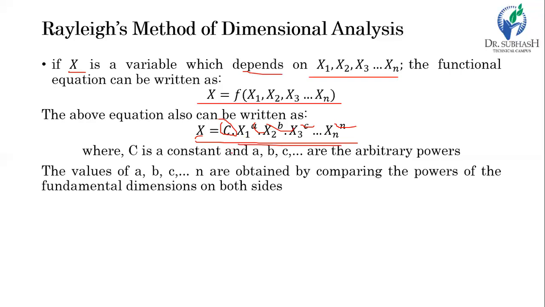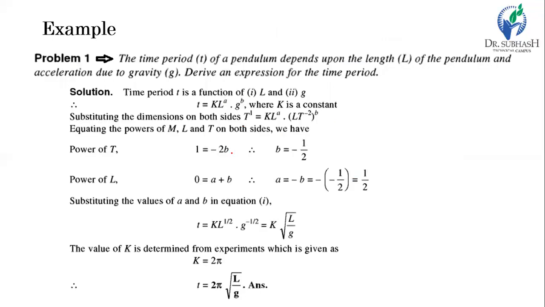Let's see with one example, then you can better understand regardless of just theory. Here the problem is: given the time period T of a pendulum, it depends upon the length L of the pendulum and acceleration due to gravity g. Derive the expression for the time period.